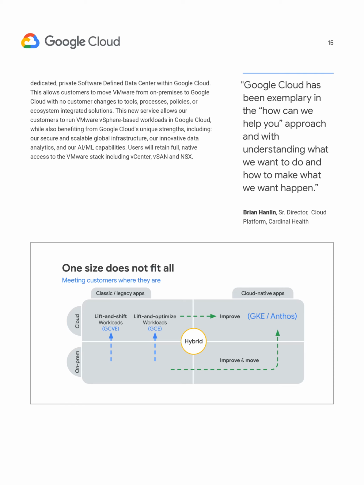Dedicated, private software-defined data center within Google Cloud. This allows customers to move VMware from on-premises to Google Cloud with no customer changes to tools, processes, policies, or ecosystem-integrated solutions. This new service allows our customers to run VMware vSphere-based workloads in Google Cloud, while also benefiting from Google Cloud's unique strengths, including our secure and scalable global infrastructure, our innovative data analytics, and our AI/ML capabilities. Users will retain full, native access to the VMware stack, including vCenter, vSAN, and NSX.